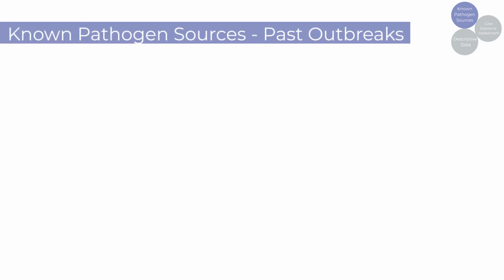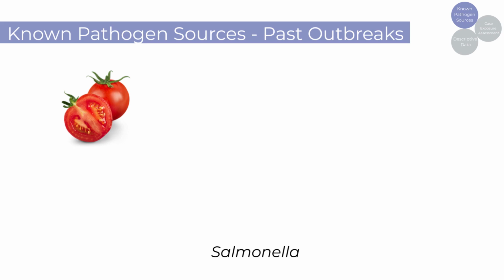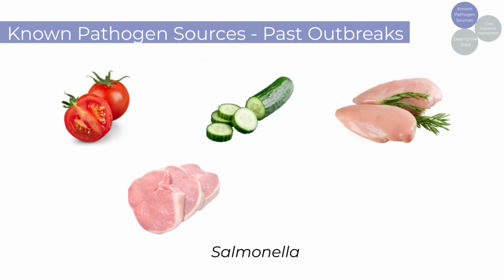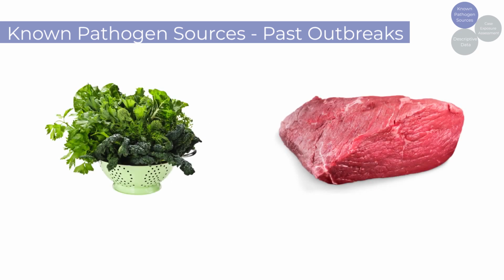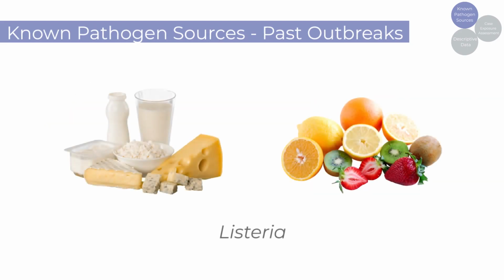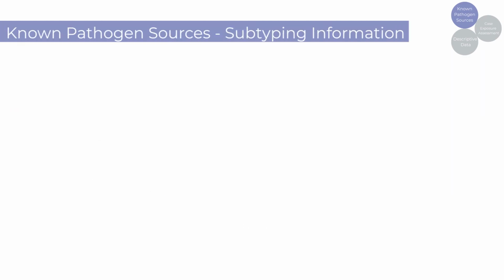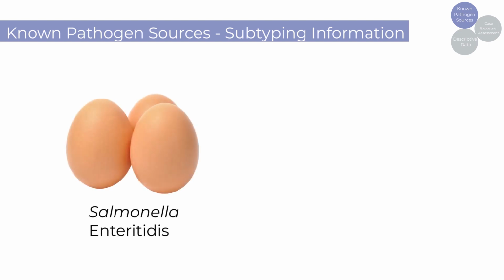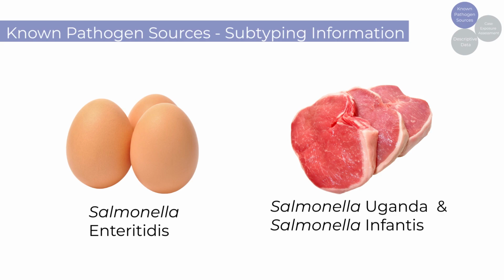For example, the foods most often associated with salmonella illnesses are seeded vegetables, such as tomatoes and cucumbers, chicken, pork, and fruit. Leafy greens and beef have been associated with E. coli 0157 illnesses, and dairy products and fruits have been associated with listeria illnesses. Subtyping information can help provide more detail, especially for pathogens that have multiple reservoirs. For example, Salmonella serotype enteritidis has been associated with eggs, whereas serotypes Uganda and Infantis have been associated with pork.